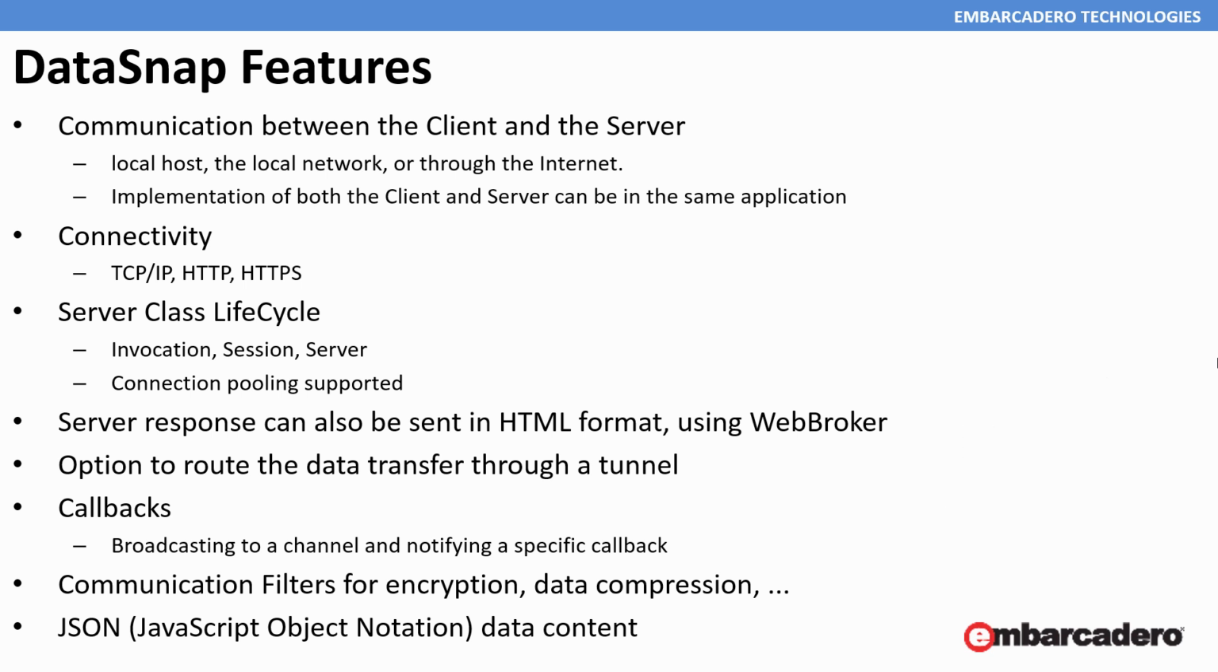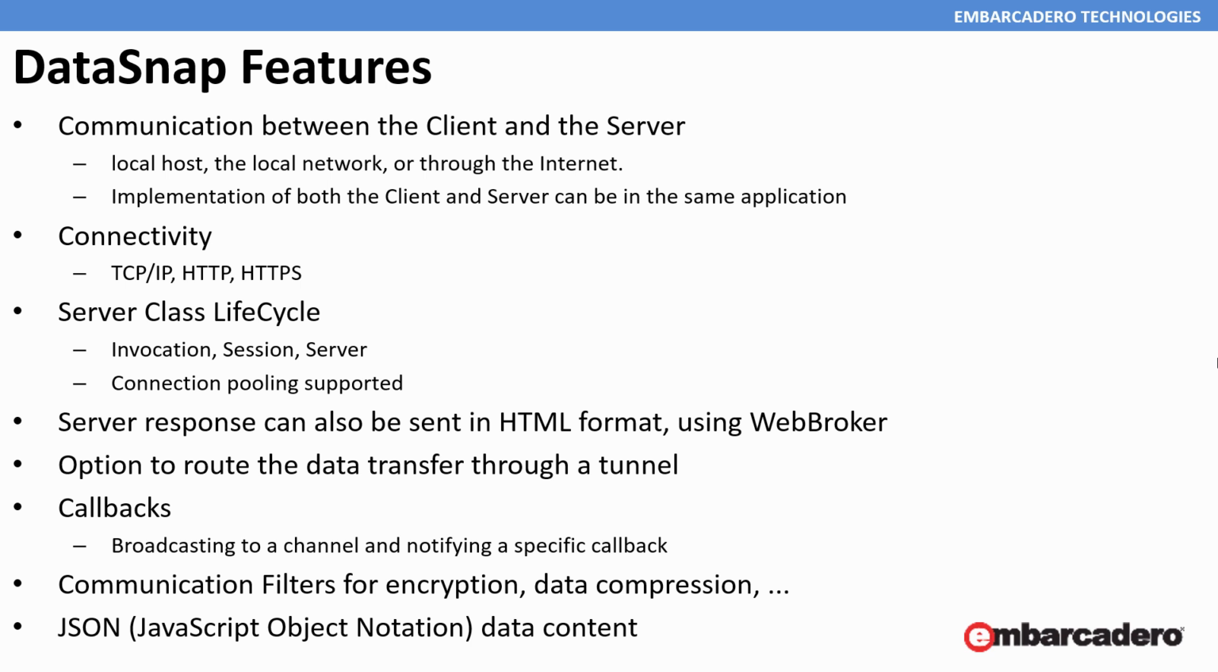DataSnap has many features. You can communicate between the client and server via localhost, the local network, through the internet. You can even implement the client and server in the same application, in process. As I mentioned, the connectivity uses the standard internet protocols. Server lifecycle control is invocation, session, and server. A session means as the client is connected to the DataSnap server, it stays alive until the client goes away. If you want to just control an invocation or a call from a client to a server, use invocation. If you want the server side to do stateless and you do all the work, you can set server lifecycle. And connection pooling is supported.